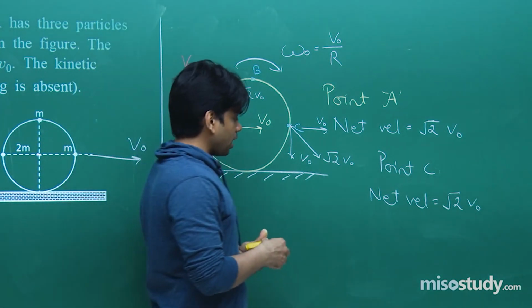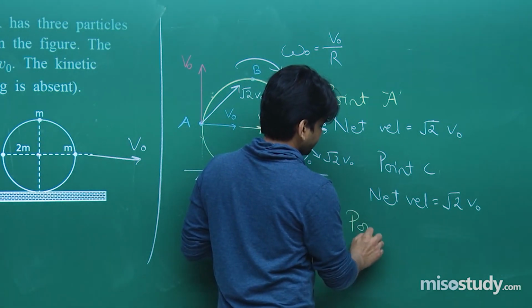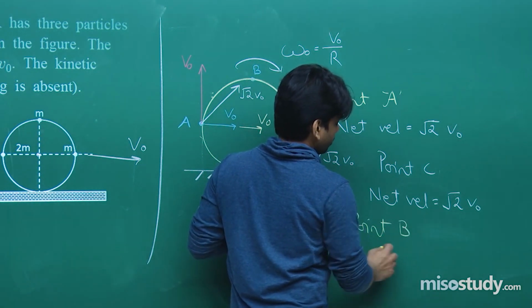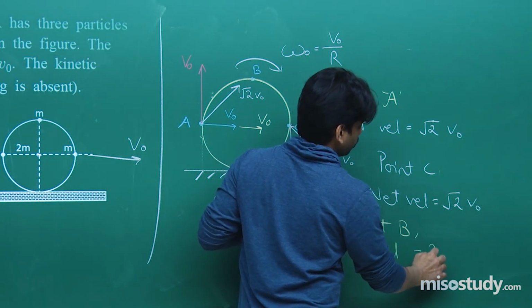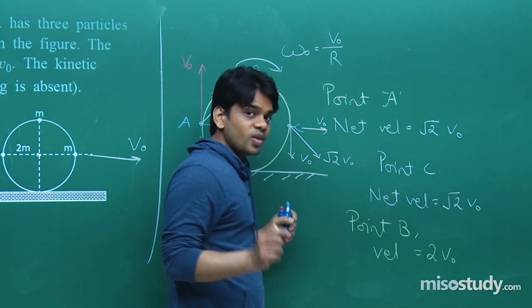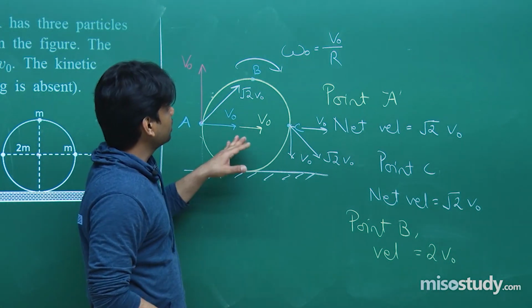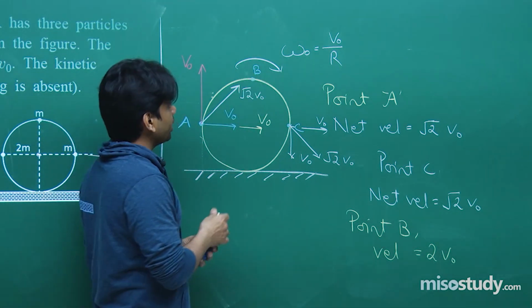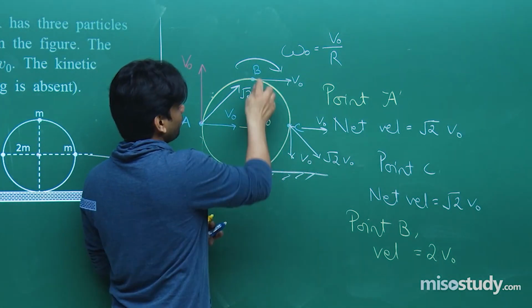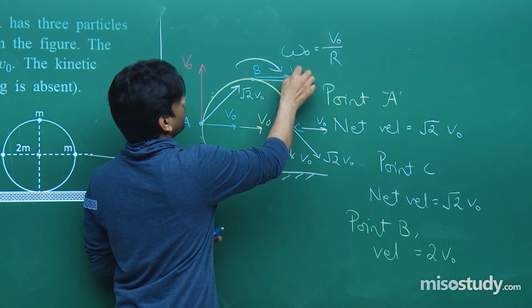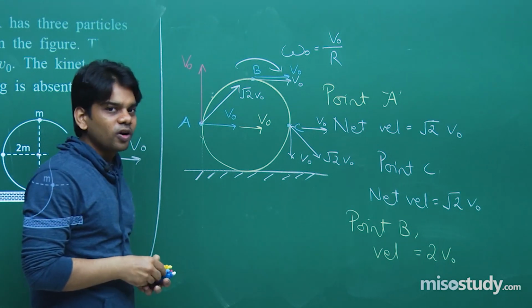So for point B, its velocity will be equal to 2 v0. I have written down each of the individual velocities and how it has come. Due to rolling, it will have one velocity v0, and due to the linear motion, it will have one more velocity, that will be v0. So the net velocity will become 2 v0 for point B also.